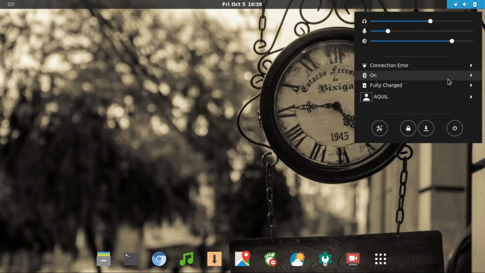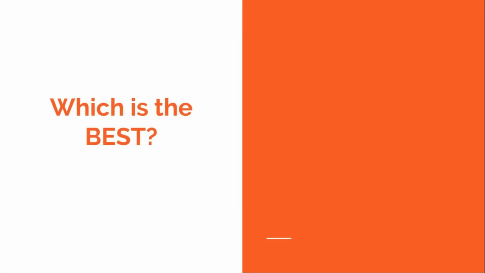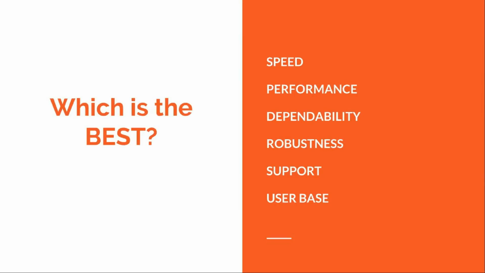Now both of these distros have a huge user base. Millions of users use these two distros and are passionate about them. They both have their pros and cons. But which among them is the best? Which among them is more suitable for you? Ubuntu or Arch Linux? Let's find out.